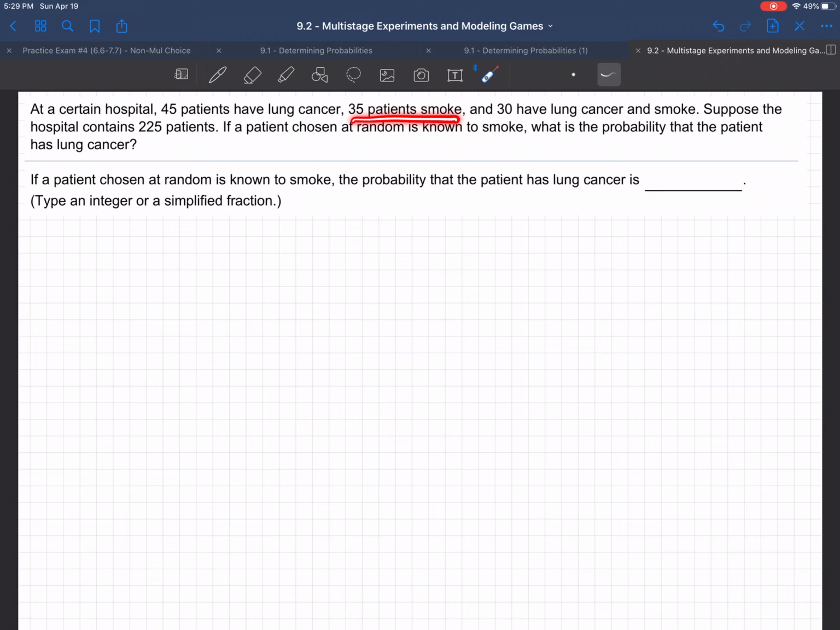At a certain hospital, 45 patients have lung cancer, 35 patients smoke, 30 have lung cancer and smoke. Suppose the hospital contains 225 patients. If a patient chosen at random is known to smoke, what is the probability that the patient has lung cancer? Okay, this is a more difficult question.